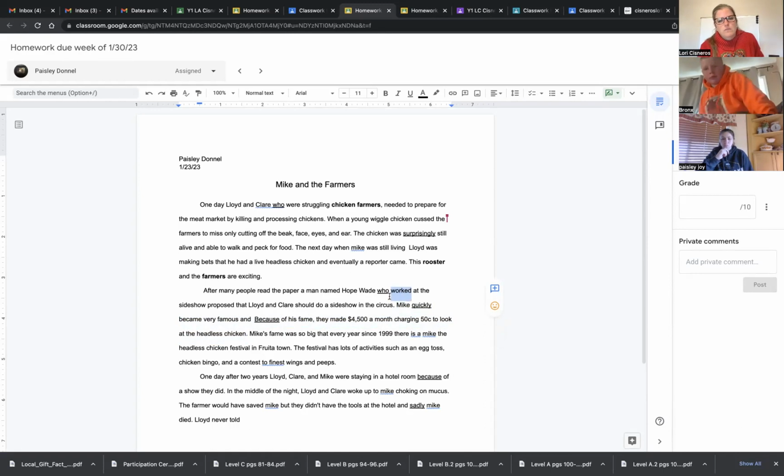Who worked at the sideshow? Maybe you could put an adverb here if you wanted to, but see how I find the verb first, and then I think of an adverb. Can either of you think of an adverb you could put right before worked? So part of that sentence says, Hope Wade, who blankly worked at the sideshow. What is an LY word, somethingly worked, that we could put there?